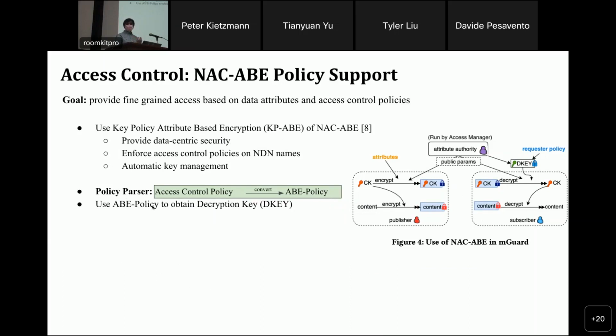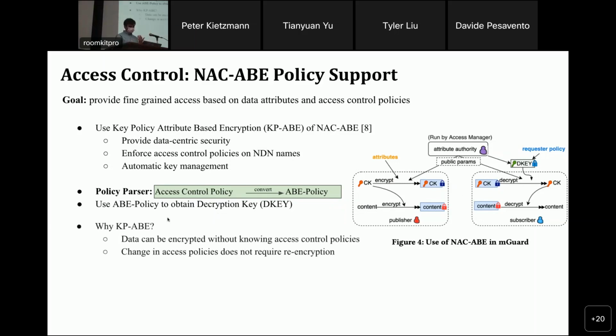So we have another module, which is a policy parser that will basically convert the policy that I've shown in the previous slide to an ABE policy. And then once it is converted to an ABE policy, the requester can get the decryption key for its policy. The rationale behind using KP-ABE, as I said, a key-policy attribute-based encryption, is that the key of the user is associated with the policy.